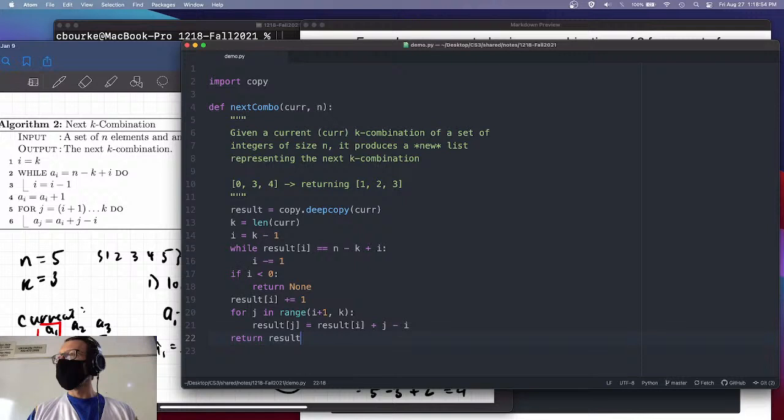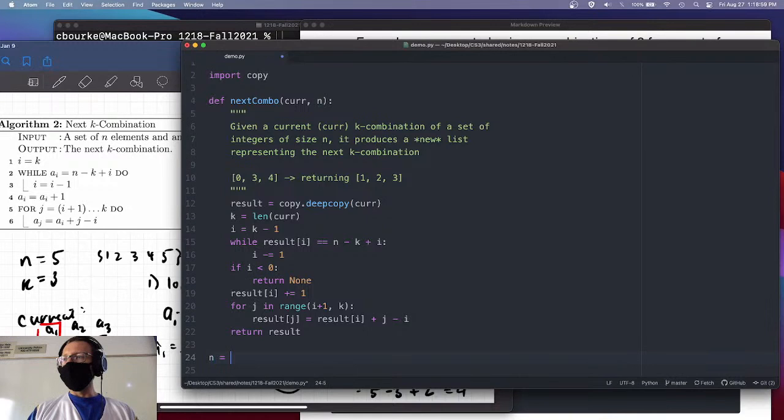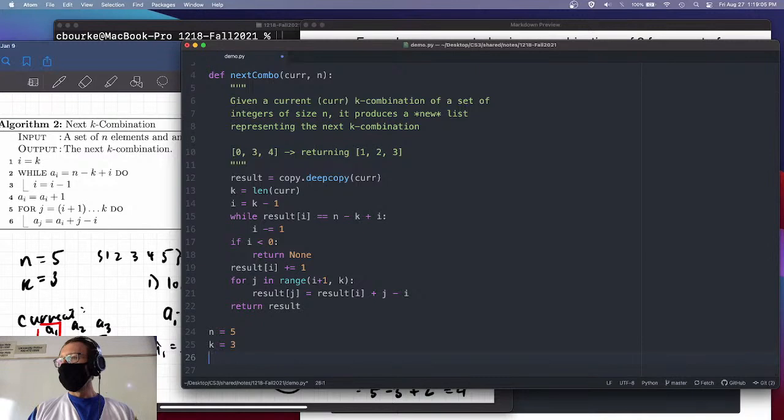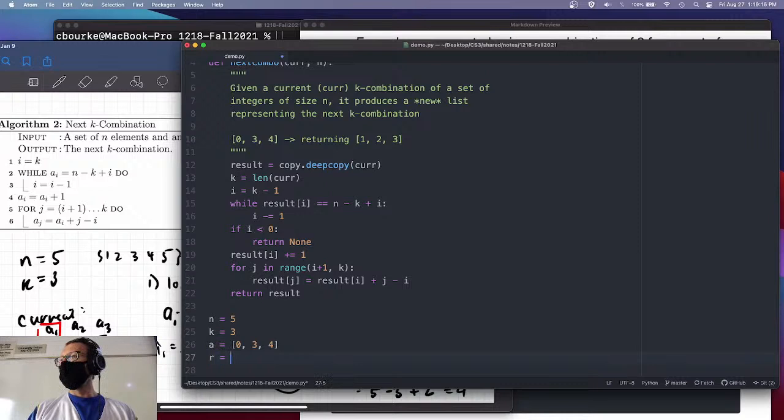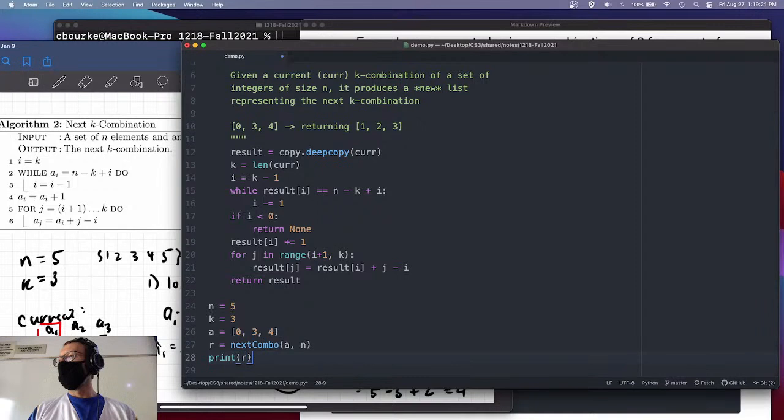Okay, let's test it. Let's go with n is equal to, what do we do? 5. k is equal to 3. a is equal to, let's see, 0, 3, and 4. And then we'll go with result is equal to next combo of a and n, and then print that. Are we going to get 1, 2, 3? I don't know. If I did everything correct, maybe.